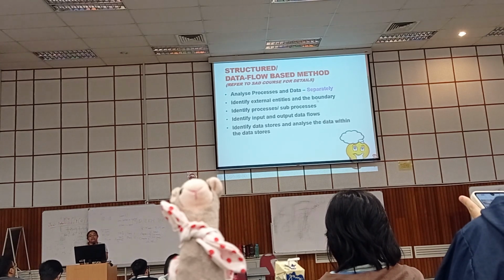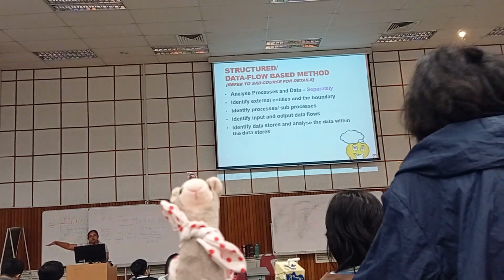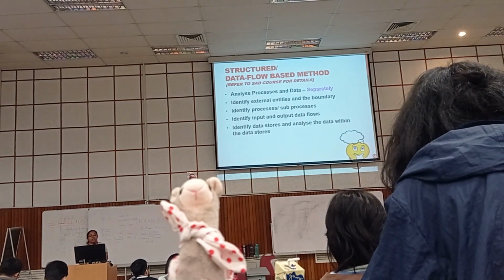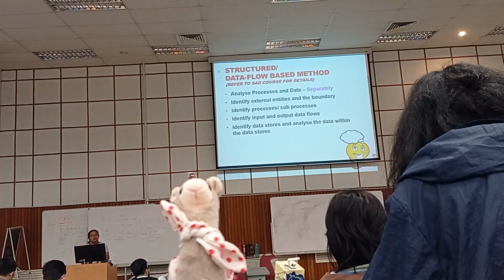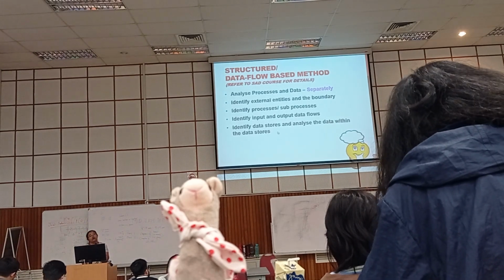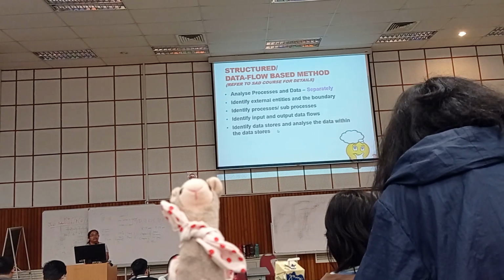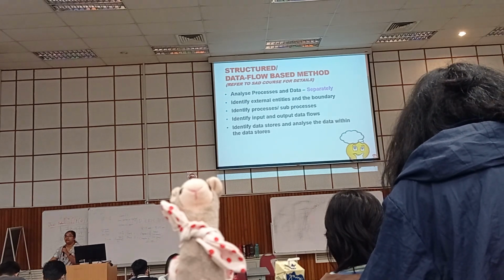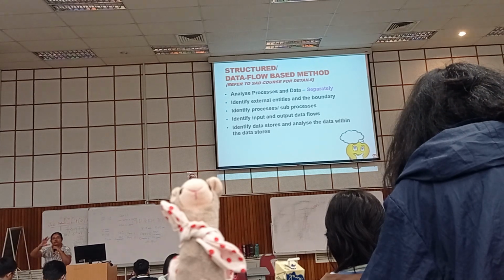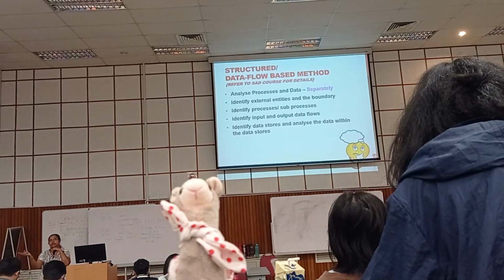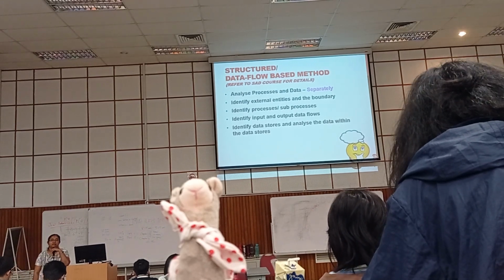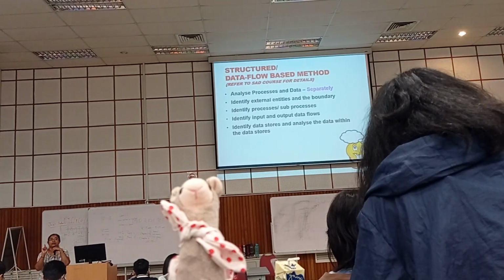Then the external entities and the boundary to draw the context diagram. Then you have to identify all the sub-processes. Break down the system into sub-processes. Then you need to see what is the input and output for each process. Then identify the data store, basically the database or files involved. Then you try to draw the diagrams for structured based. So there are 2, structured based and object-oriented analysis based. Choose one for the assignment.